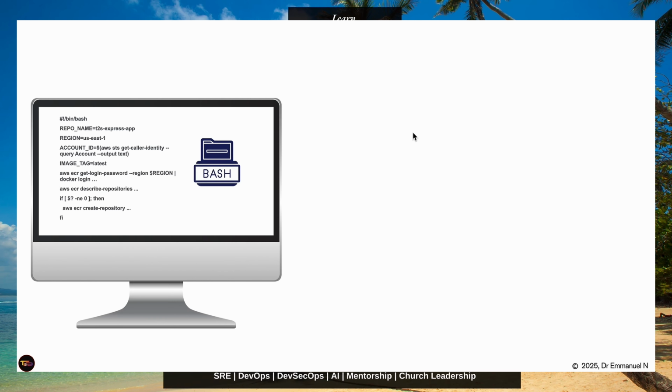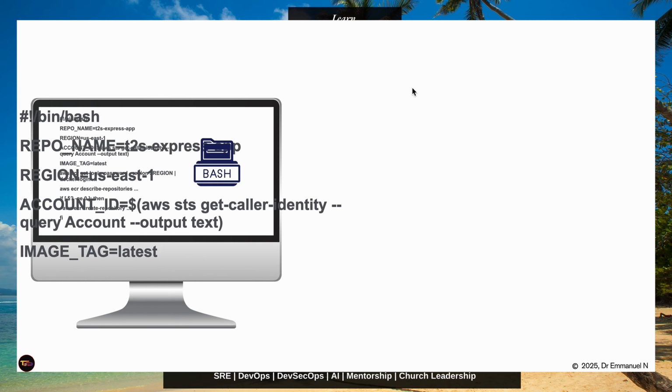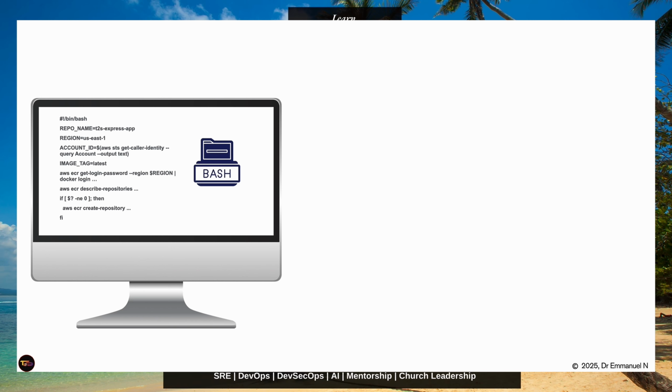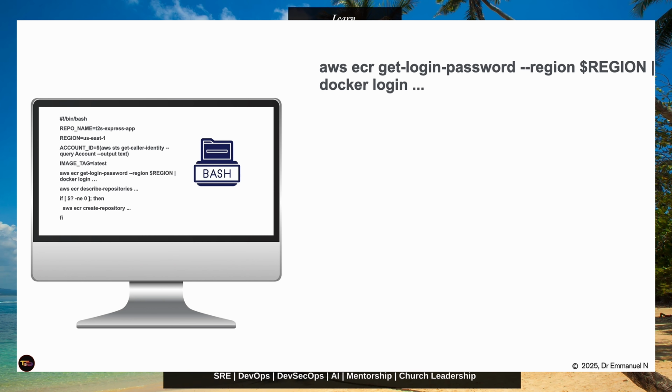Section number 2. This is our first method, and we will use a bash script. The first method we'll use to deploy our Docker image is a bash shell script. Here's what the script does step by step. First, it sets up a few key variables: our repo name, AWS region, and Docker tag. Then it gets our AWS account ID using a command called aws sts get-caller-identity.